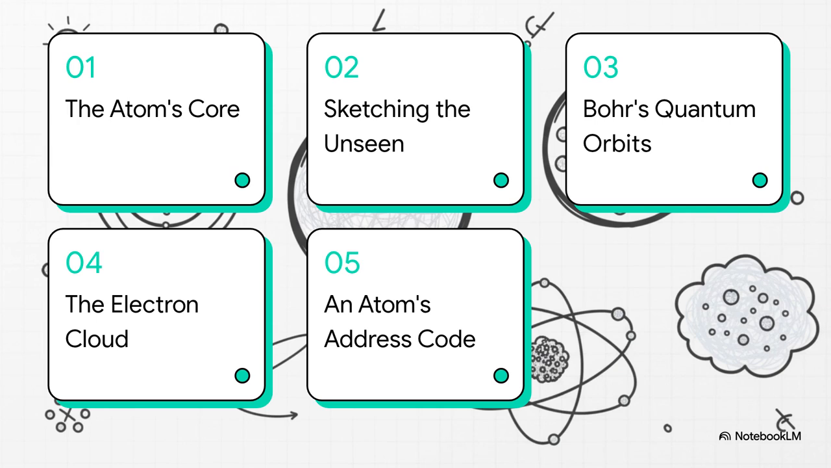All right, so here's our game plan. First, we'll meet the main players, the atom's core components. Then, we'll jump in a time machine and see the first sketches scientists made of this invisible thing. After that, we'll see how a guy named Niels Bohr came in and saved the atom from total collapse, which then leads us to the modern fuzzy picture, the electron cloud and its surprisingly specific address code.